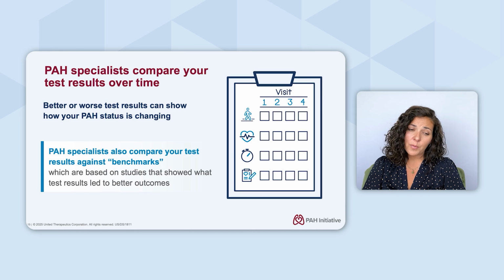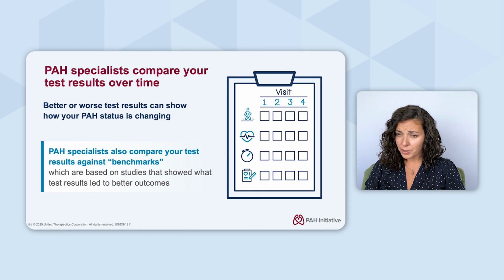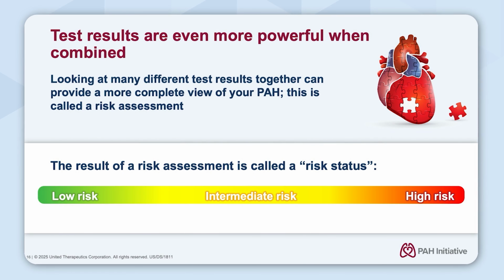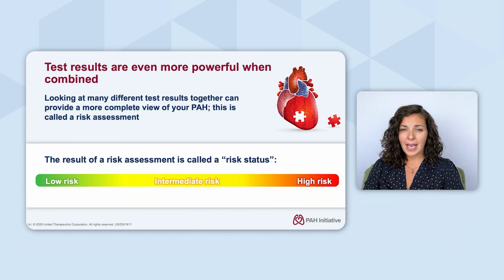So we use these somewhat as benchmarks as well when we're comparing them to understanding also the literature and what that means for the person sitting right in front of us. These test results, as we were talking about, become even more powerful when you put these all together. And again, I like to think of this as a puzzle. And when we put each piece together, what is the bigger picture of your pulmonary arterial hypertension?